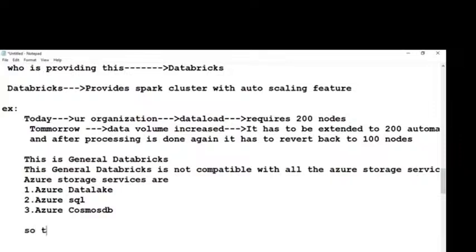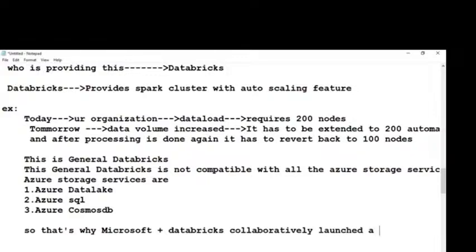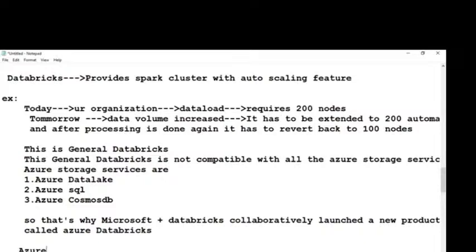So that's why Microsoft plus Databricks collaboratively launched a new product called Azure Databricks. So what are the things you see? Azure Databricks.